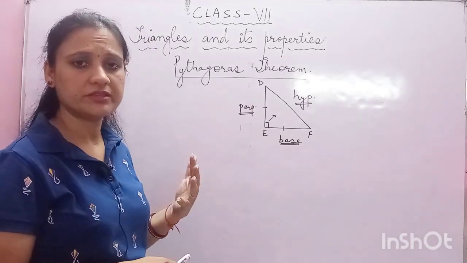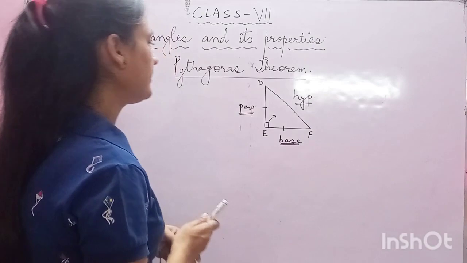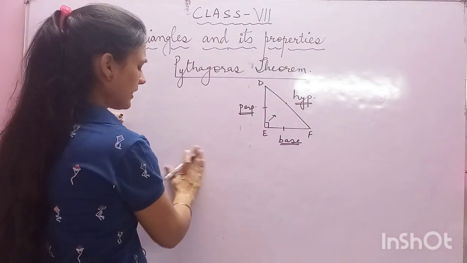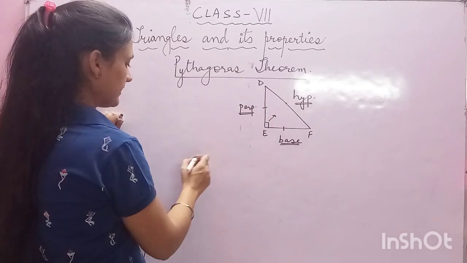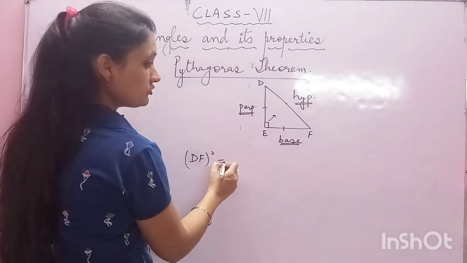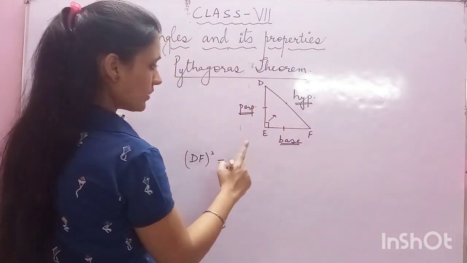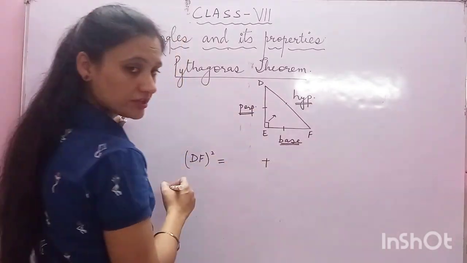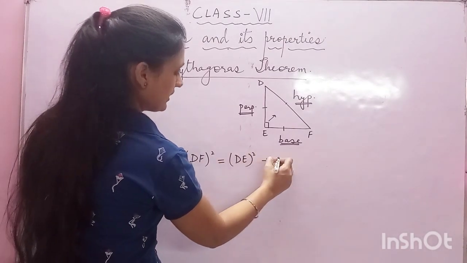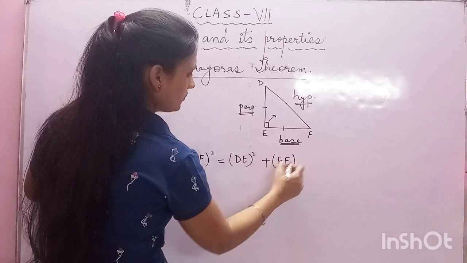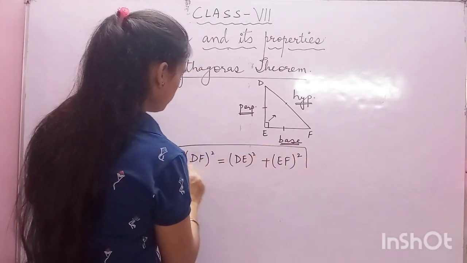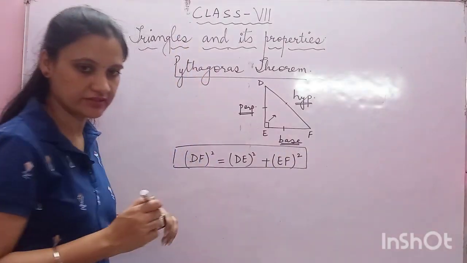What that mathematician said is that the square of the hypotenuse, instead of writing hypotenuse, I'll write down the name of the side, is equal to the sum of the squares of the other two sides. Sum means plus. So this is our Pythagoras theorem, or the property we can say.